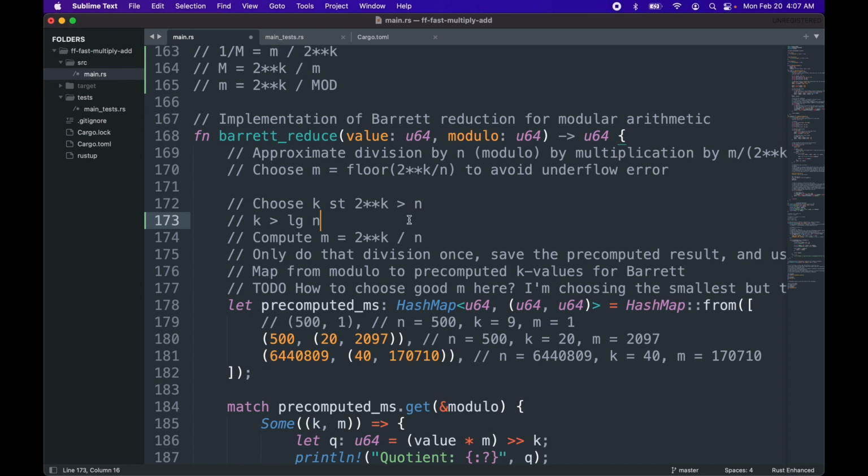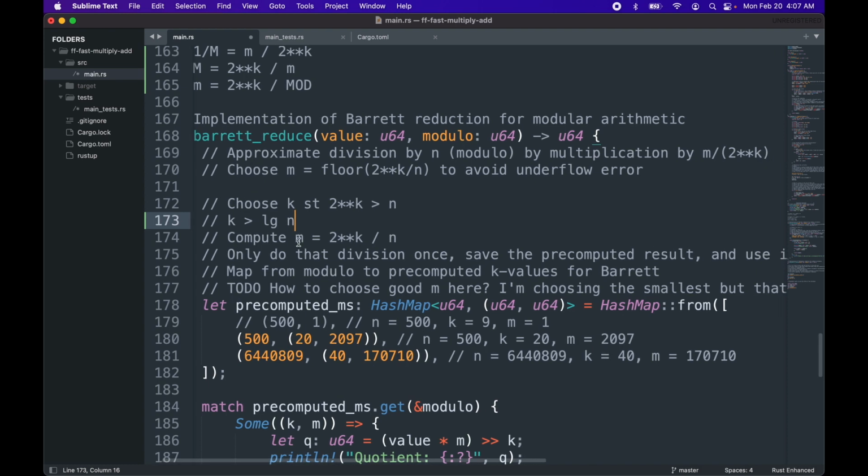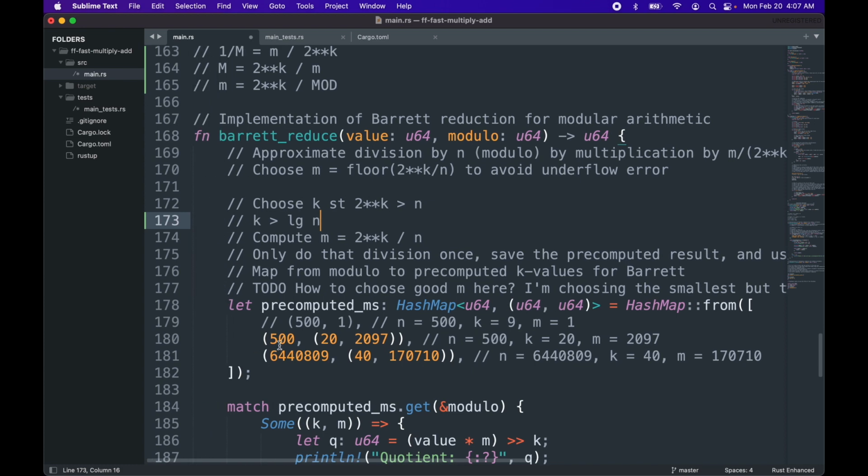Right, and then you could have less? Wait. I thought that I knew this part. I'm computing an m that is equal to 2 to the k divided by n. We're doing the division once, then we map from the modulo to pre-computed values. So here I had 500, I took lg of 500, and I got something like 256. 256 is the one that I would have.